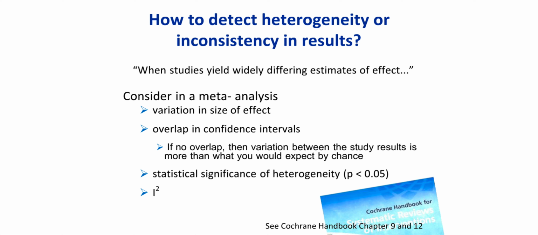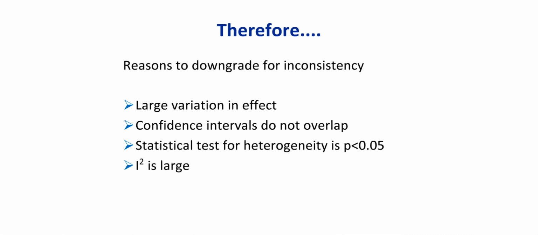We consider the statistical significance of the test for heterogeneity and the value of I-square. So the criteria that may lead to downgrading the quality of a body of evidence are that the point estimates vary widely across studies, that the confidence intervals show minimal or no overlap, that the statistical test for heterogeneity, which tests the null hypothesis that all studies have the same underlying magnitude of effect, shows a low p-value, and the I-square that quantifies the proportion of the variation in point estimates that is due to between study differences is large.